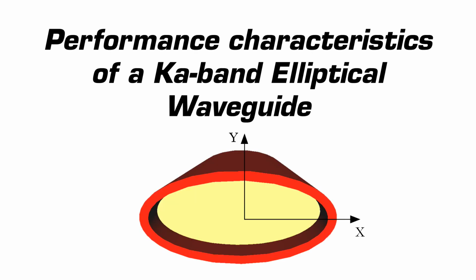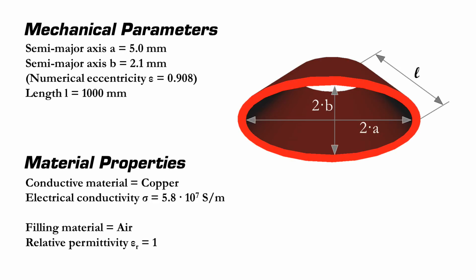Let's finish with a use case. We would like to present the performance characteristics of a Ka-band elliptical waveguide, which could be used in radar applications to connect the RF front end with the antenna. The mechanical parameters are chosen such that we have single-mode operation of the elliptical waveguide at 28 GHz.